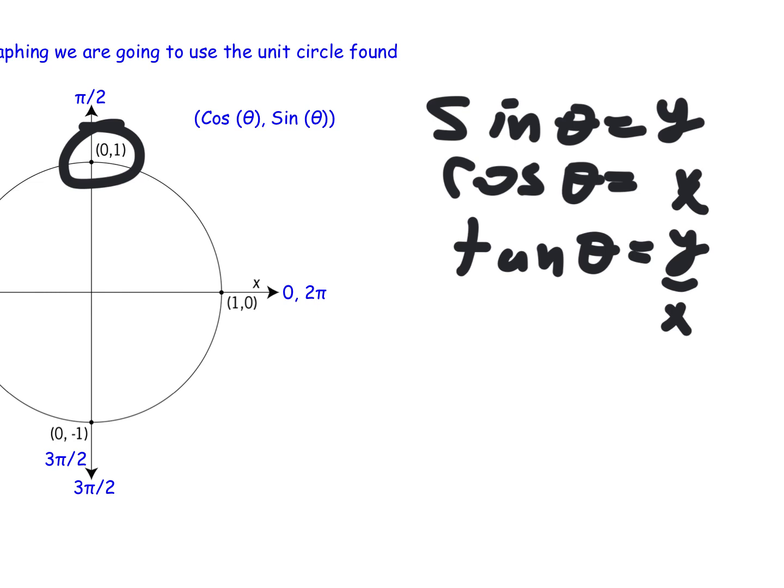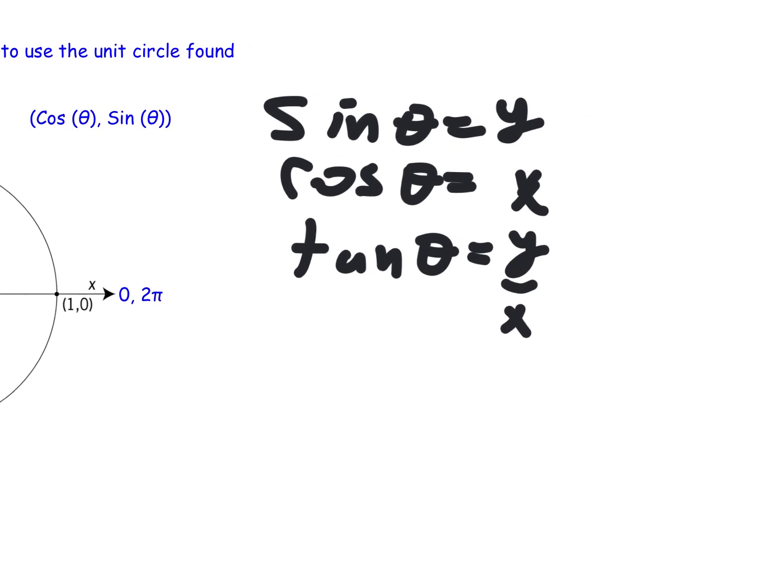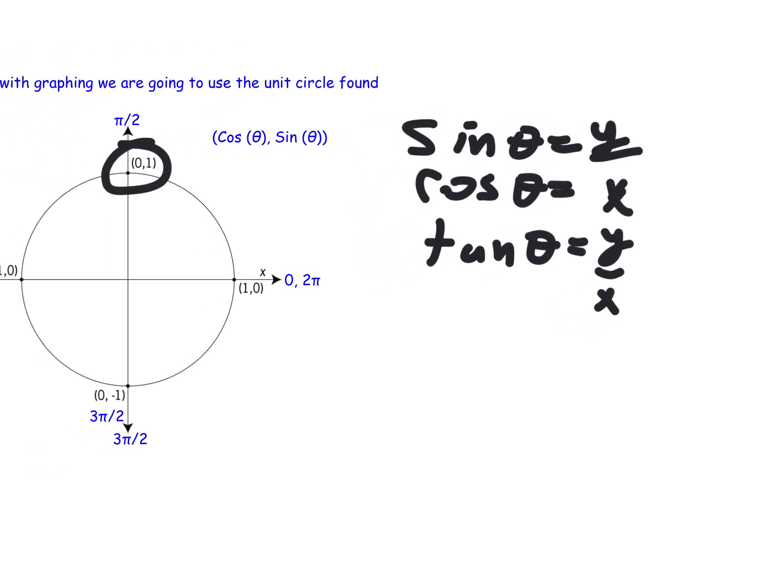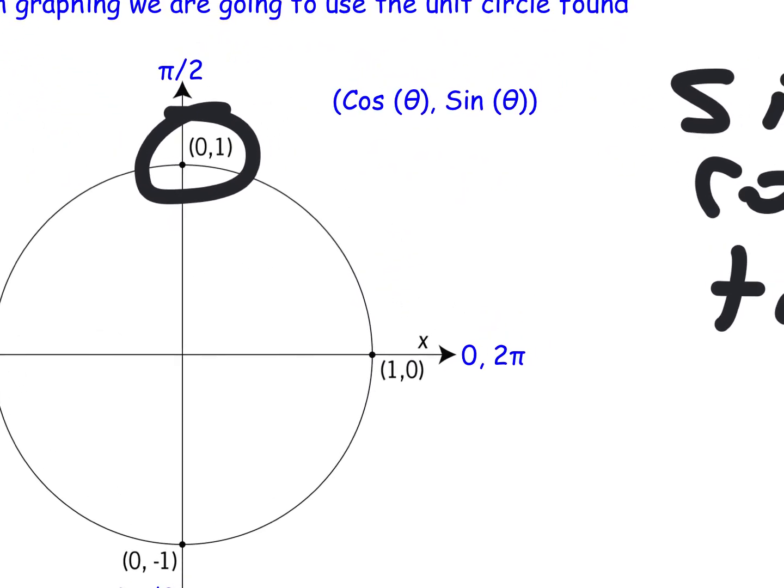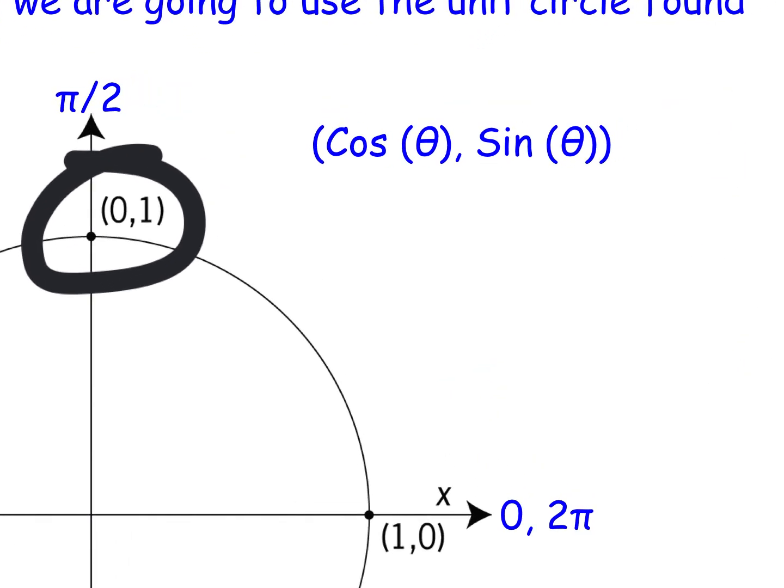All right, so I thought you used to say it was y over r. Yeah, but we made the r be 1. So it's like y over 1. So we'll just call it y. All right, so back to this spot. Sine is the y. So at this spot, sine of pi over 2 is the y. So it's 1.